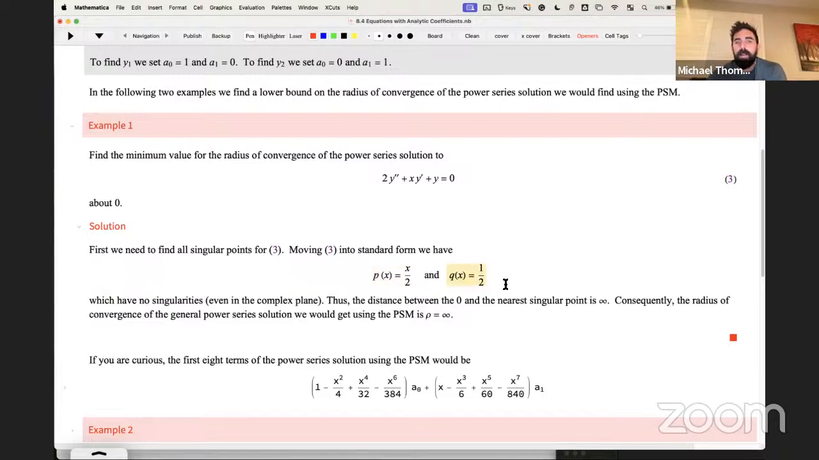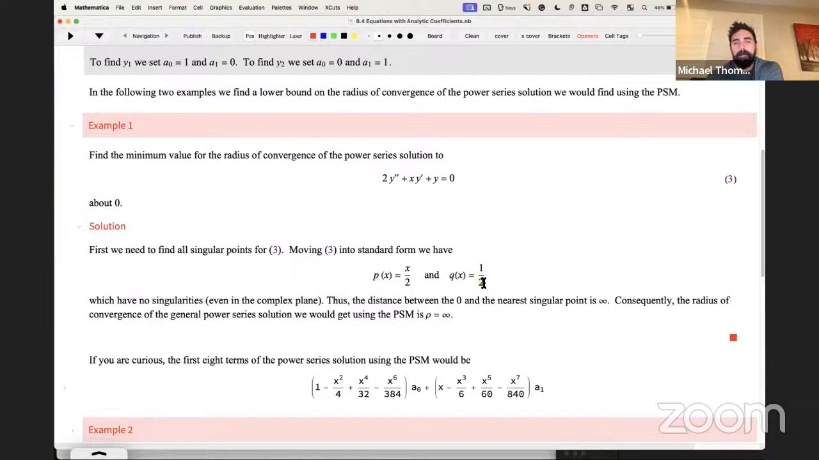Even in the complex plane. I mean, the only problem would be if the denominator was equal to 0 for these, and it's not. So there's no singularities. That means the distance from 0 to the nearest singularity in the complex plane is infinite. There's no problems here. So that means that the radius of convergence of any power series solution that we get using the PCM is infinity.